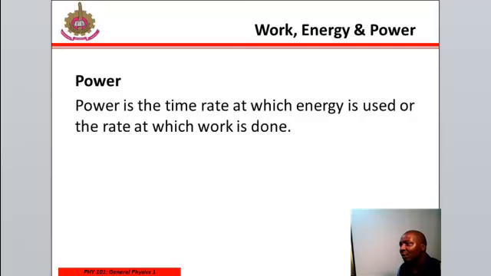However, a conventional unit which is equal to joule per second is used as the unit of power, which is the watt. 1 watt is equal to 1 joule per second. Larger units can be expressed in kilowatts, megawatts, and so on and so forth.